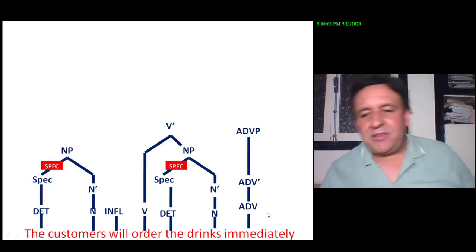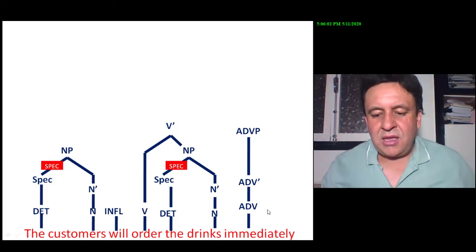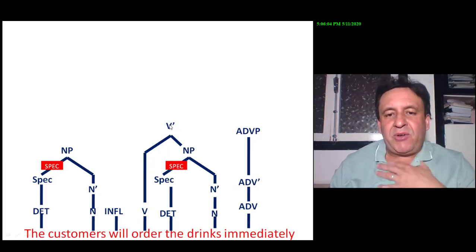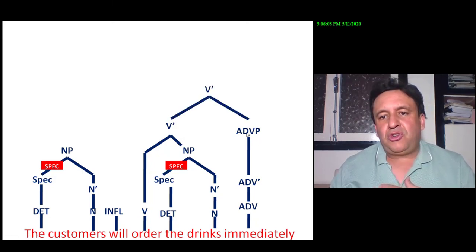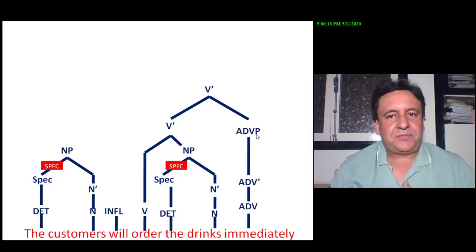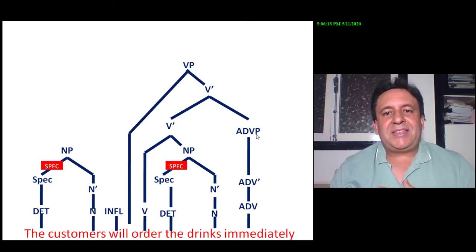So here we have an adverb, which is an adjunct, which means that we need to iterate the V bar. So you iterate the V bar just to adjoin the adverb phrase to V bar. Is this a right adjunction or left adjunction? Of course, this is a right adjunction. This is the VP level, the maximal projection.